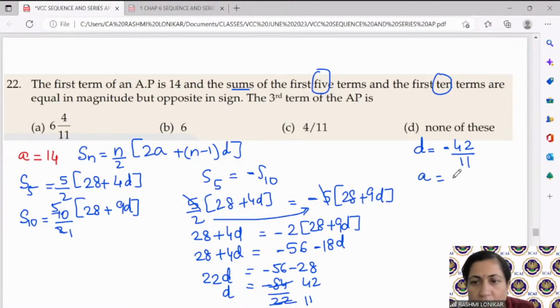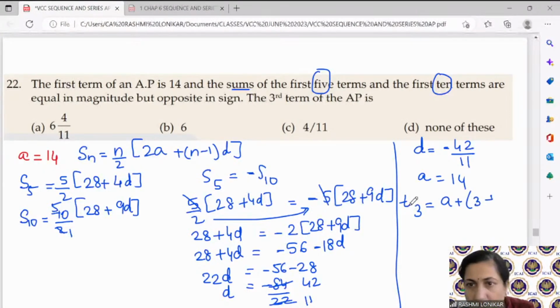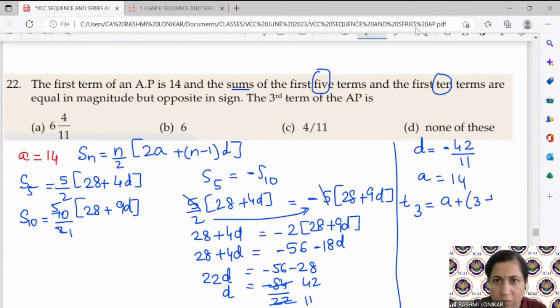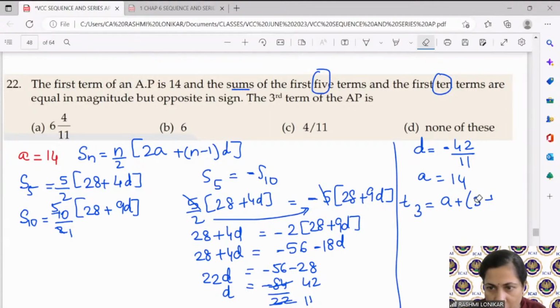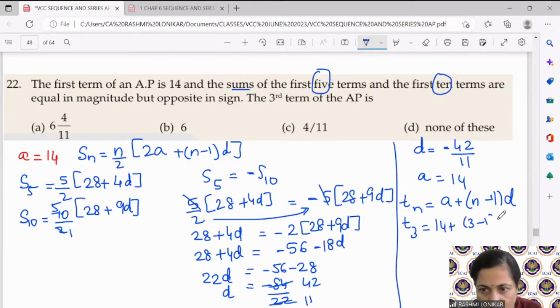What is the value of A? A I already have as 14. Can I now find the third term? T3 will be equal to A plus 3 minus 1. Okay, let me write down the formula first so that there is no confusion. Tn is equal to A plus n minus 1 into D. That is the formula for the nth term of an AP. So T3 will be equal to A, which is 14, plus 3 minus 1 and D is minus 42 upon 11.